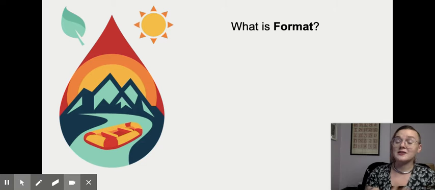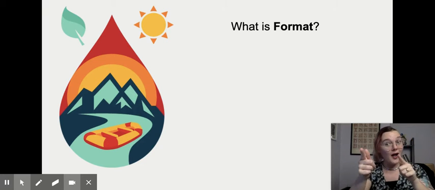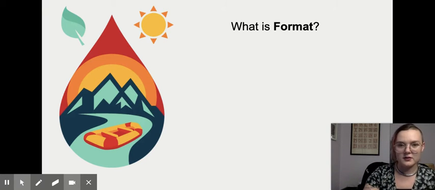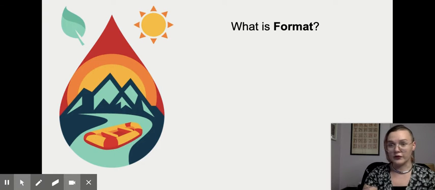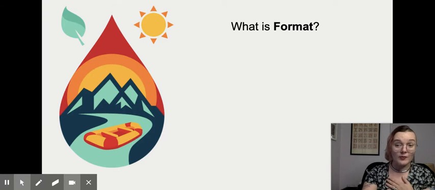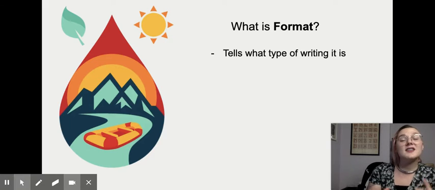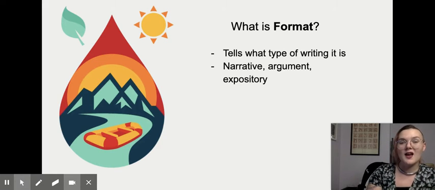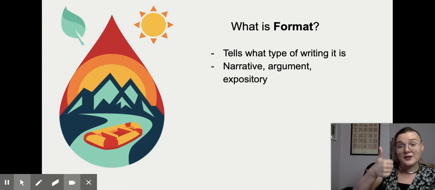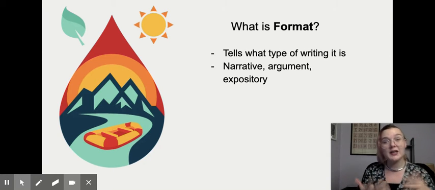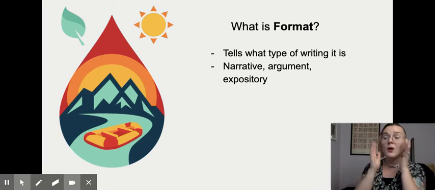The next letter in RAFTS is F. It stands for format, not fudge or forget about it, as we say where I'm from. No, this is going to tell you what type of writing this is. There are three major types of writing. There's narrative or kind of creative writing. That's your stories, your poems.